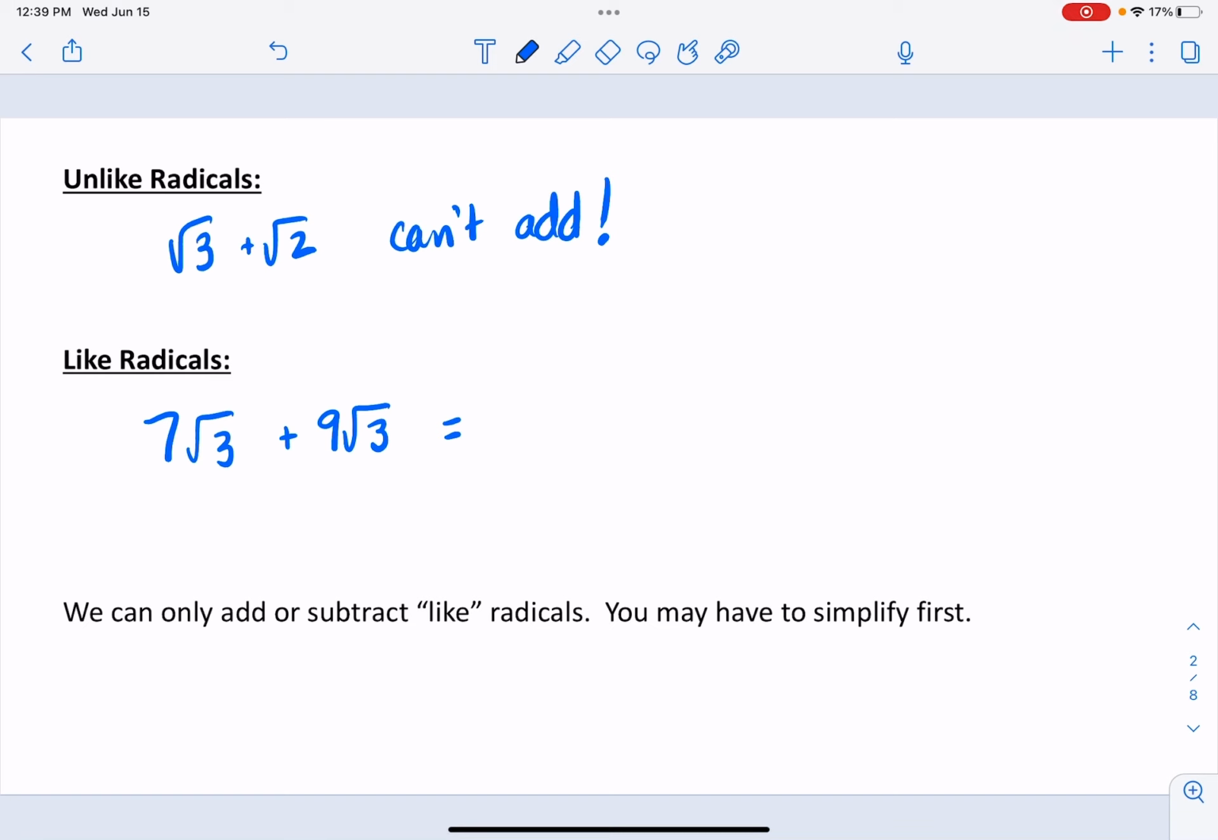Now, what you do when you add those, you add the coefficients that are out front, which is 16, and then the root 3, look at it like it's just a variable. We don't change our variable. When we add a 7x plus a 9x, we don't do anything to the variable. That just gets left as 16x. So we only add like radicals. That's what we're going to be doing here, and we're going to be multiplying radicals.